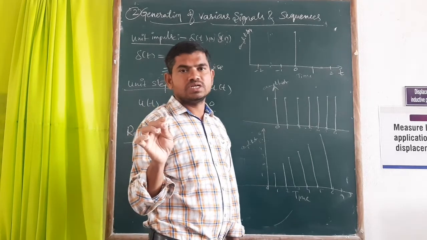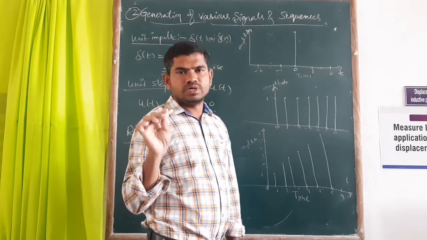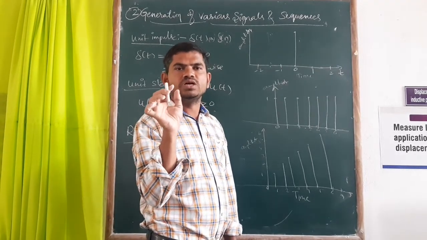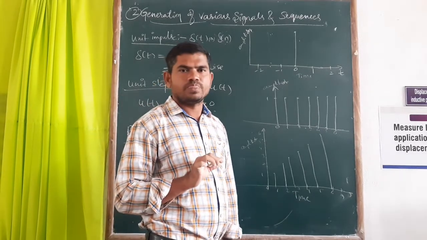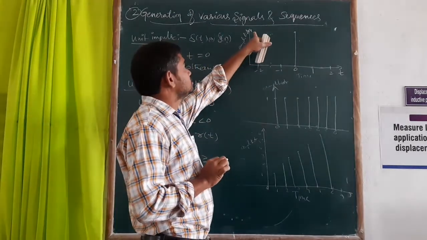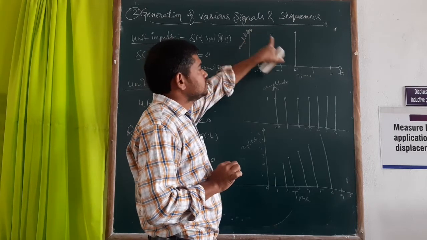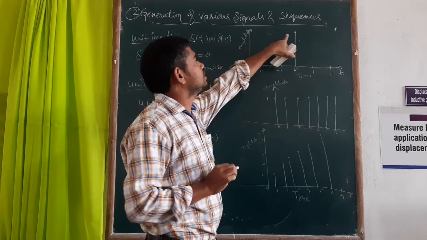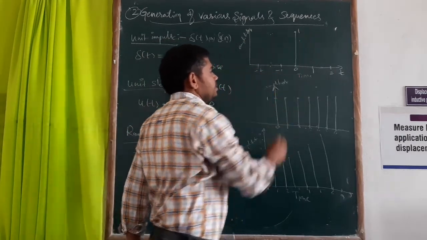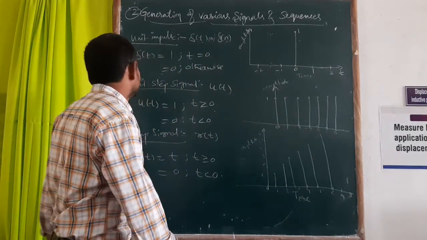An impulse signal always exists only for a very short duration of time. But here unit impulse means the amplitude of the signal is 1 and at 0 only it is existing. That is impulse. And next one, unit step signal.